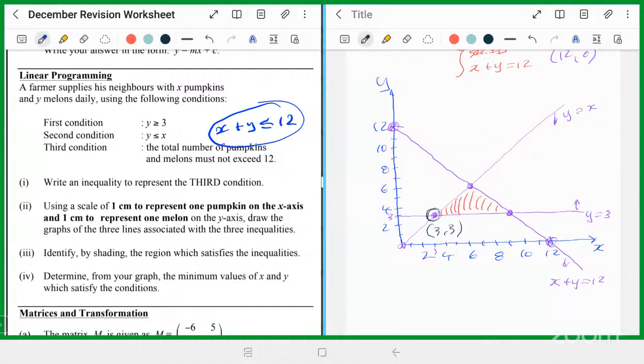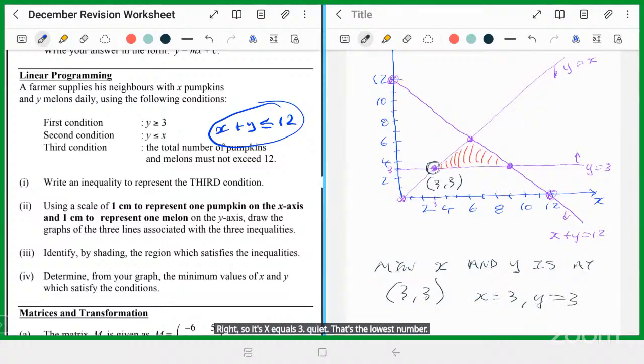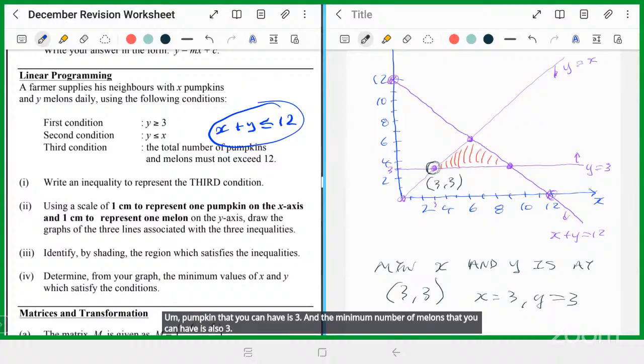All right, so the minimum x and y is at the 0.33. Right, so it's x equals 3, y equals 3. That's the lowest number of x and the lowest number of y that satisfy the condition. So the minimum number of pumpkins that you can have is 3, and the minimum number of melons that you can have is also 3. And basically that is it.